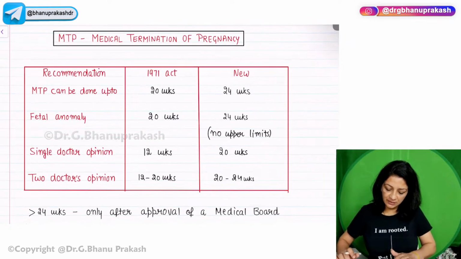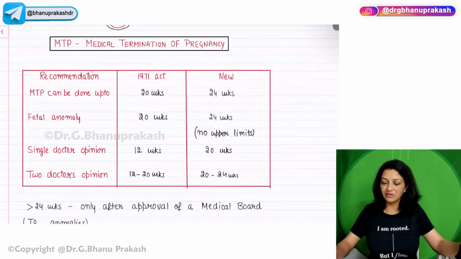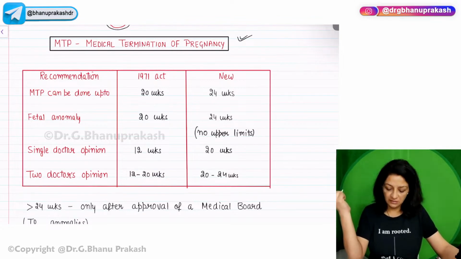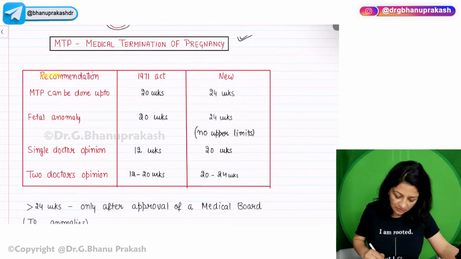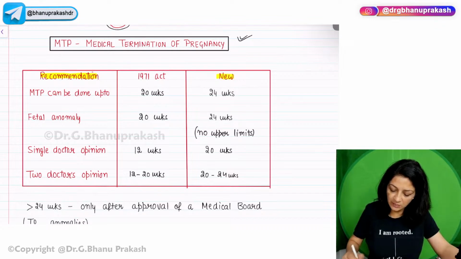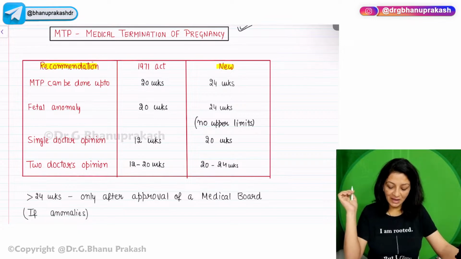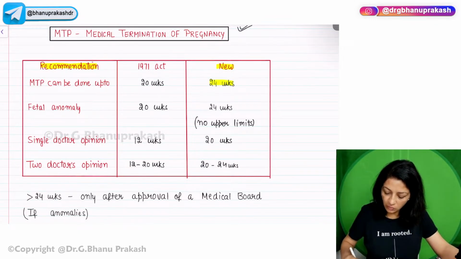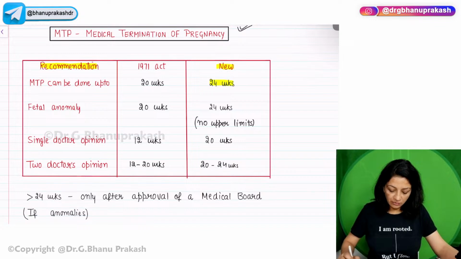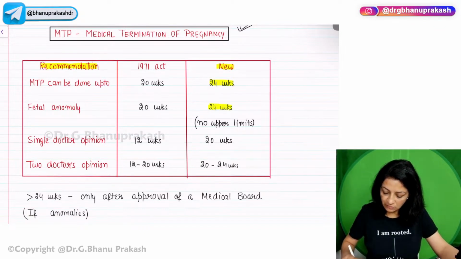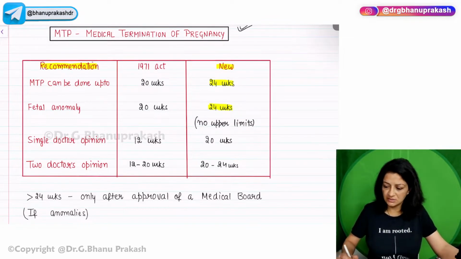Next topic is MTP. This topic is very, very important, because questions have always come on this in FMG. MTP, abortions, questions always come on this. So MTP is medical termination of pregnancy. Please remember the new recommendations. First, MTP can be done up to 24 weeks. If fetal anomalies are present, then beyond 24 weeks and no upper limits.